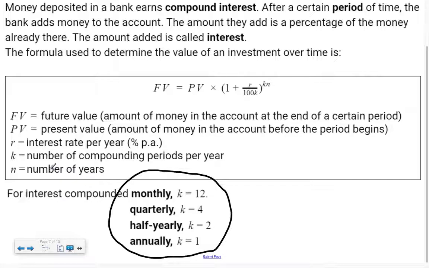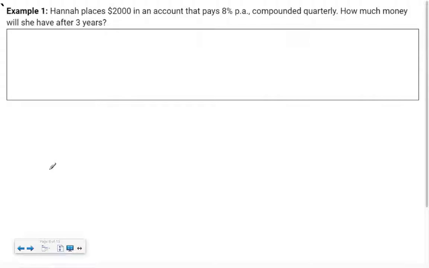So let's take a look at what that looks like in a real world problem. So here we have Hannah. Hannah places $2,000 in a bank account that pays 8% PA. This means per annum. That means over the course of the year, Hannah's going to make 8% interest on her investment here, per annum, per year. And it's compounded quarterly, so 4 times per year. And the question is asking how much money Hannah will have after 3 years.